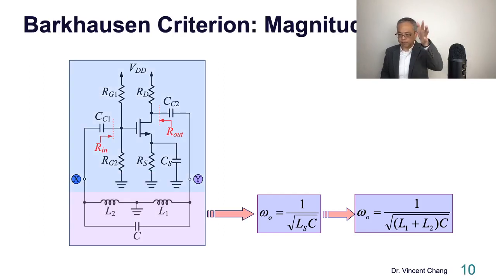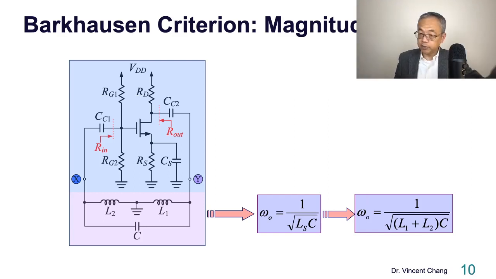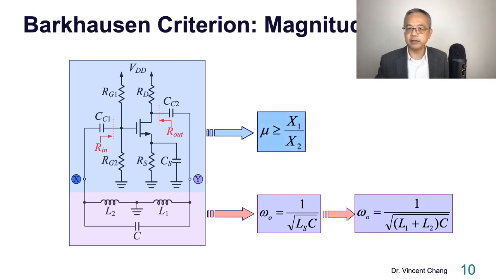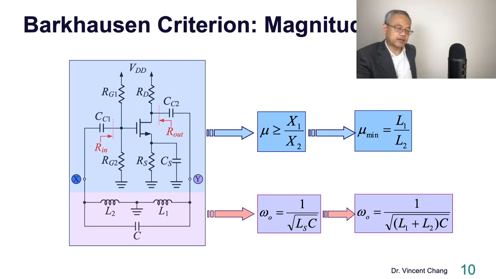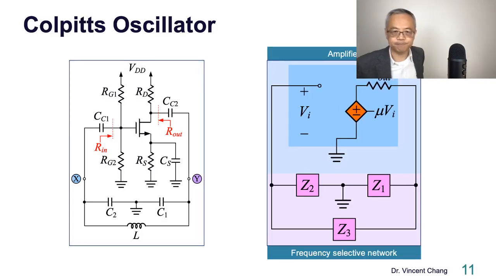So now, let's move on to the Barkhausen magnitude criterion. Well, I already mentioned this. The minimum open loop gain is the ratio between X1 and X2, right? So you can cancel out the omega. So the answer is L1 divided by L2. The ratio of the two inductors tells us the minimum open loop gain to ensure the oscillation will start, right? So this is the highlight, the total picture of the Hartley oscillator.